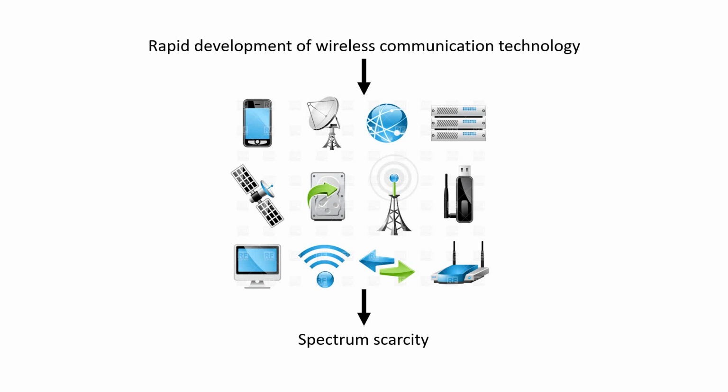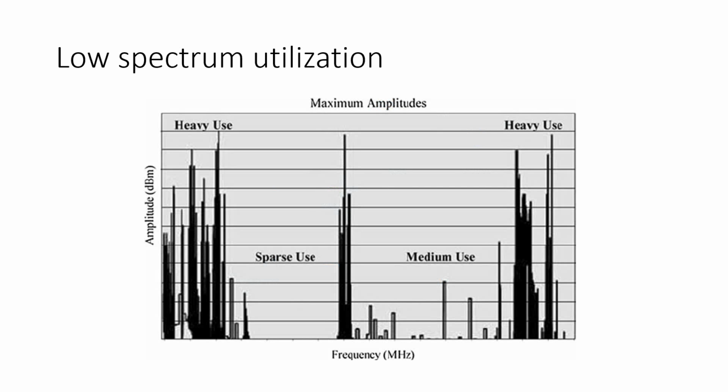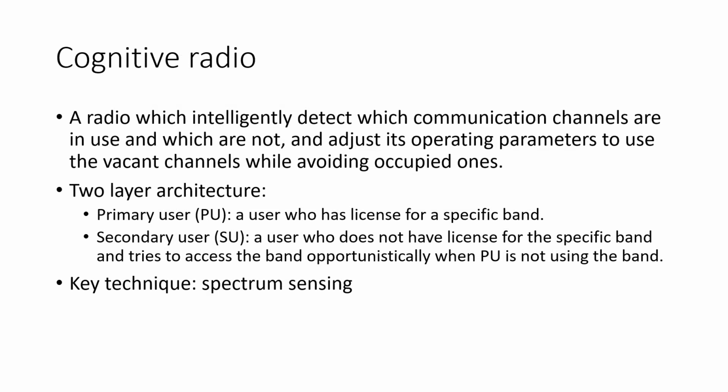And though we are suffering from spectrum scarcity, the spectrum utilization is pretty low, as can be seen from the figure. The spectrum utilization ranges from 15% to 85%, while in the 3G band the utilization is only 30%.